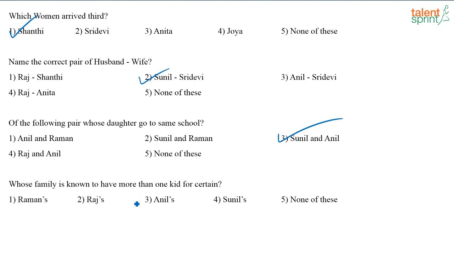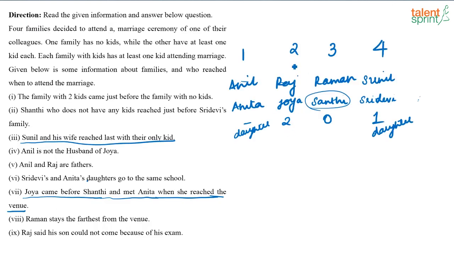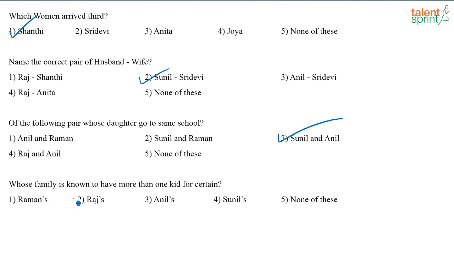Whose family is known to have more than 1 kid for certain? Whose family has definitely more than 1 kid? Raj's family, I know for sure, has 2 kids. Option 2 is your answer.